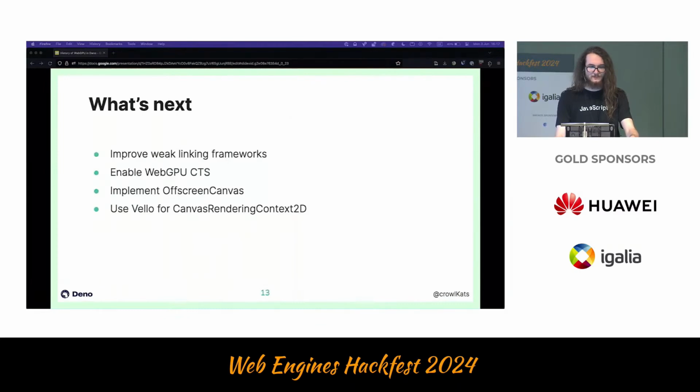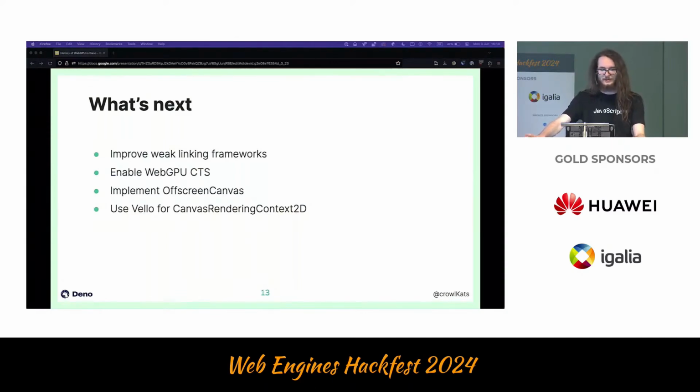And yeah, so what's next for Deno and WebGPU? Well, weak linking frameworks still loads them up. However, it doesn't initialize them. This is being worked on, and when we land it, it will save about 2 milliseconds up to 8 milliseconds across macOS versions, taking startup time down to 13 milliseconds for Deno.